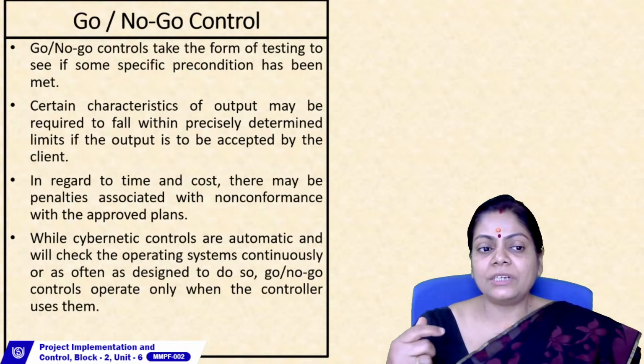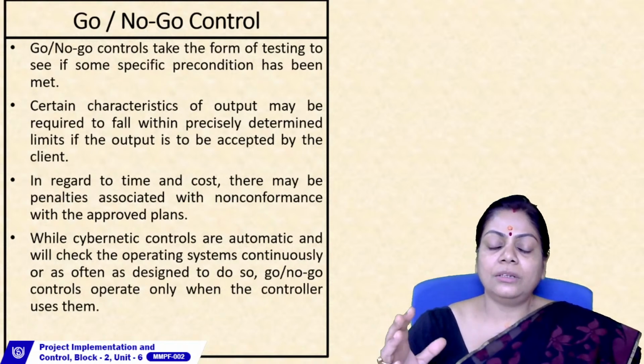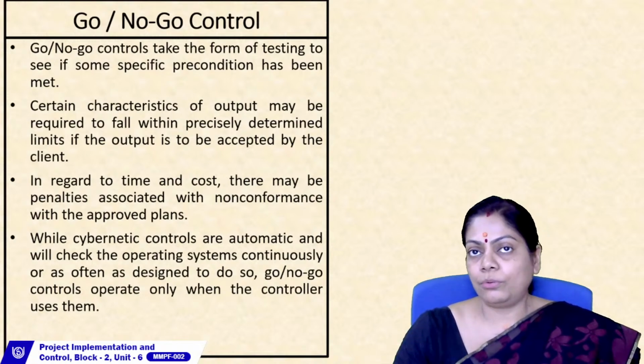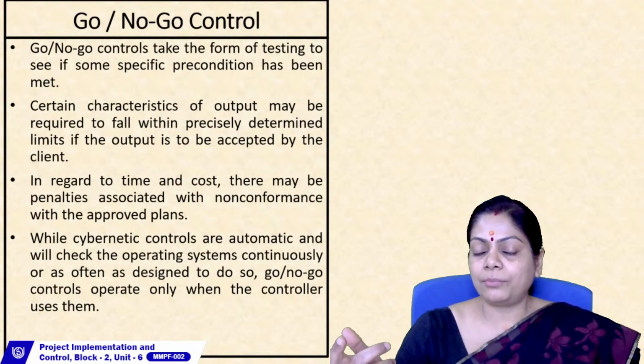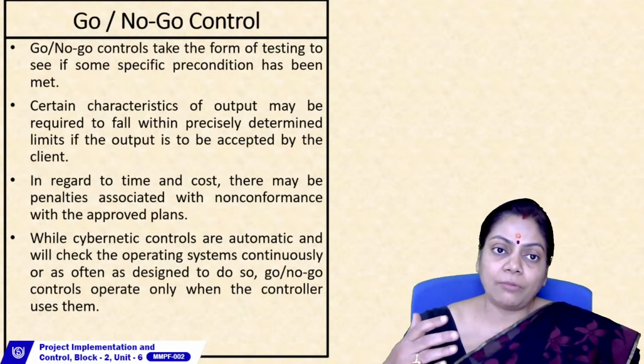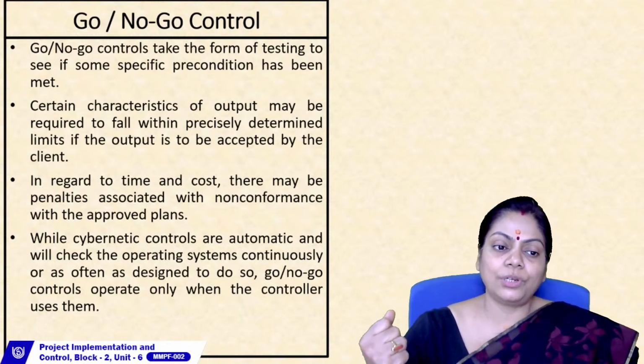Now, in regard to time and cost, there may be penalties associated with the non-conformance. So if you let out a faulty product to the market, there could be some kind of penalty. So you have to be very careful about this go no go decision.